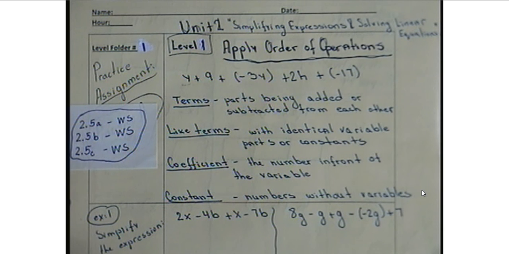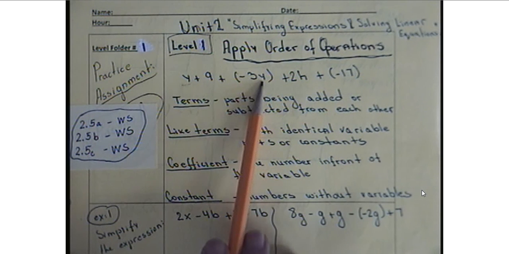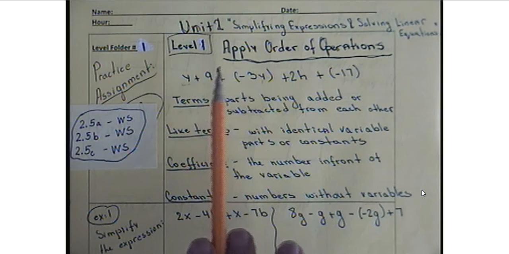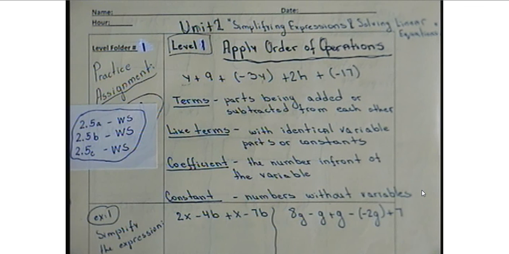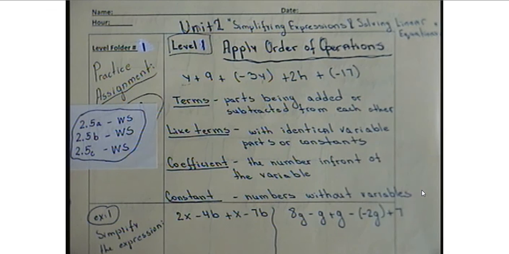Second vocab word is like terms, parts with identical variables, or constants. So like terms will be the ones that have the same variable. For example, y and negative 3y are like terms. Also, if we have just numbers like 9 and negative 17, those are like terms, and those will be just numbers. If I have 2h here and another term 5h, this will be another combination of like terms. Next vocab word is a coefficient.